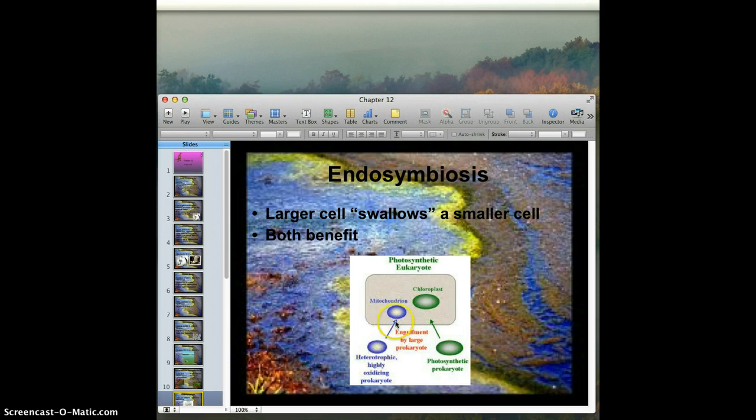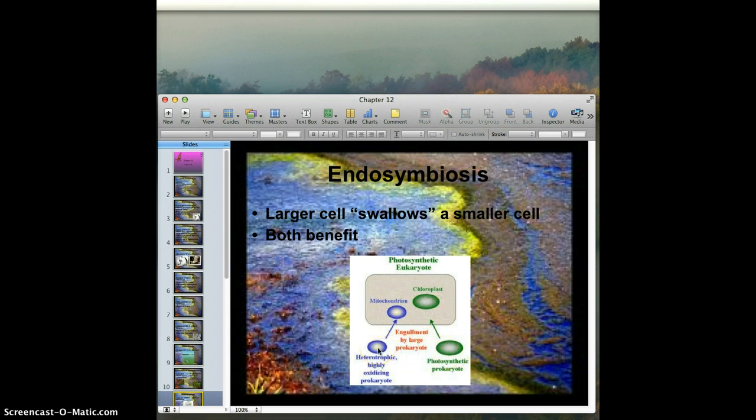So he was engulfed into the larger prokaryote, and he was really, really good at breaking down sugars and making ATP. This guy over here was really good at photosynthesis. He was good at making the sugar in the first place from light. So he was engulfed. Now, what do these two little guys get out of this relationship?